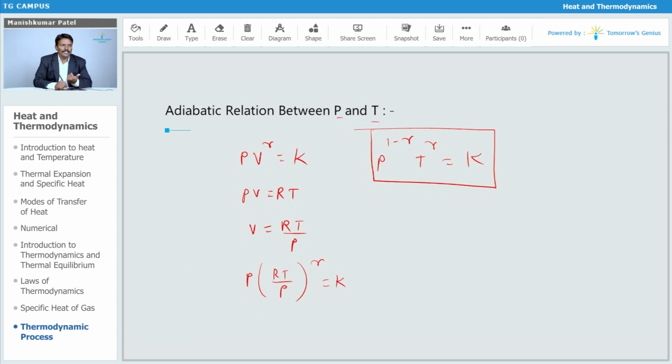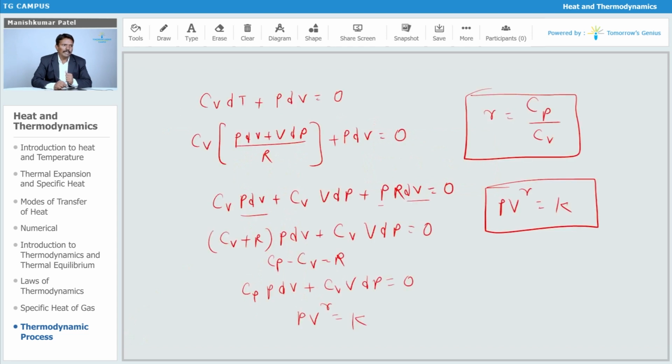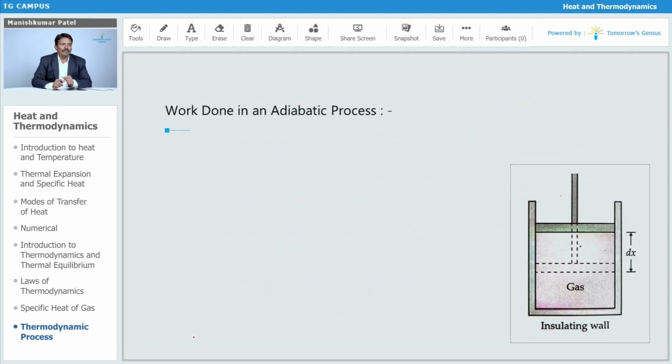Either you can get the relation between P and T also, or the previous one, PV raised to gamma equals K. Now we have to find the work done in an adiabatic process. We know the work done formula is the integral of P dV from V1 to V2.